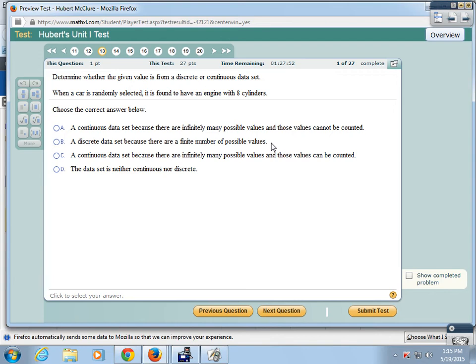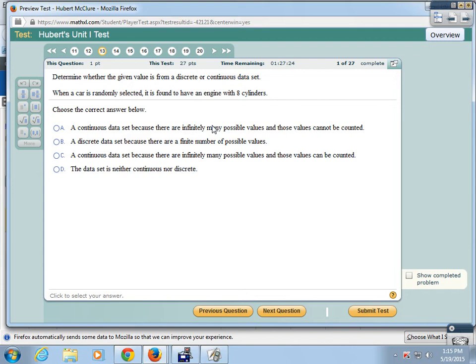Y'all just missed this question. Why? I don't understand. How simple can I make it? Come on, people, think. It's discrete. Because it's a what? Finite number. In other words, if I tell you to go out in the parking lot right now and count the number of cars that are 8-cylinder engines, what are you going to do?